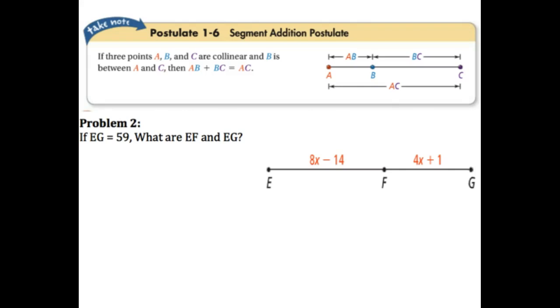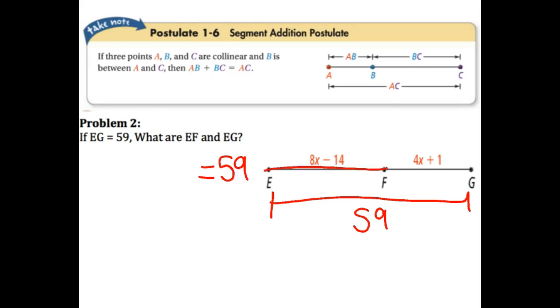So where we use this in geometry is we do a lot of stuff with this algebraically. It's saying if EG, so they're talking about this segment, is 59 units long, what are EF and EG? Well, the segment addition postulate says, if you know the whole thing is 59, then the sum of the parts is the whole. So I have a part EF and a part FG. If I add those together, 8x minus 14 plus 4x plus 1, I'm going to get the whole thing.